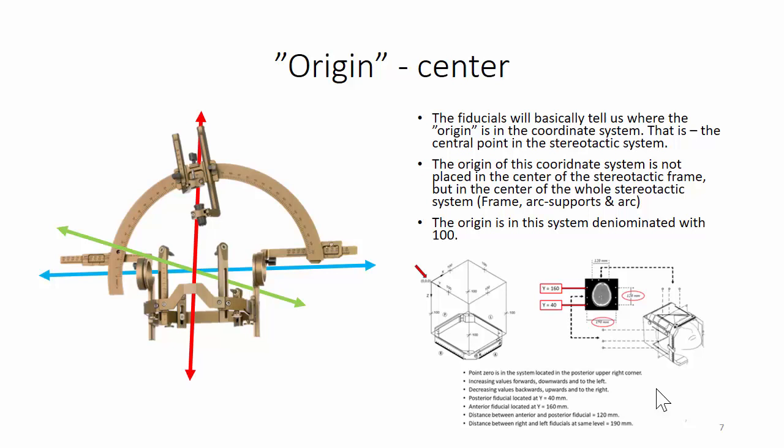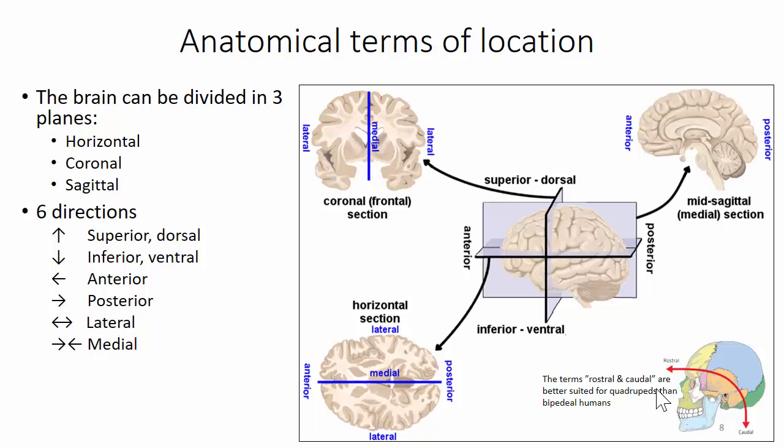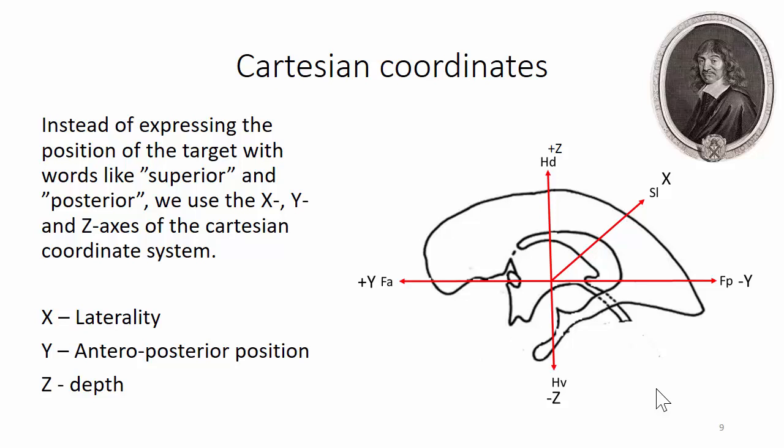Normally, when we are describing locations within the brain, we are dividing it into three planes and using terms such as anterior, posterior, lateral, medial, superior, and inferior. With the stereotactic frame, we will instead express the location of the target using the three axes of the Cartesian coordinate system, where x expresses the laterality, y the anterior-posterior position, and z the depth.